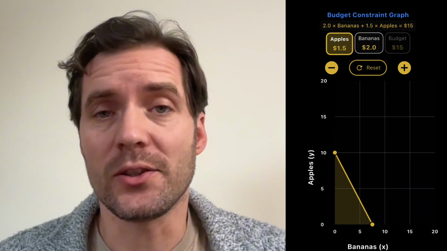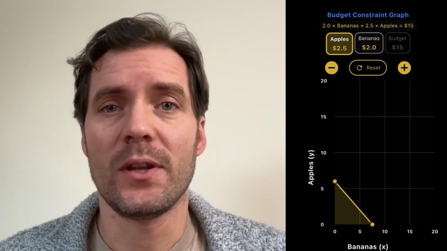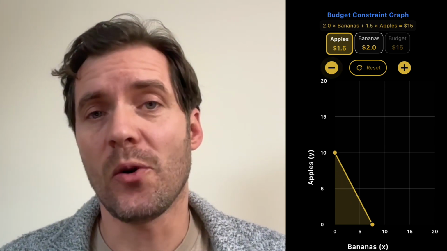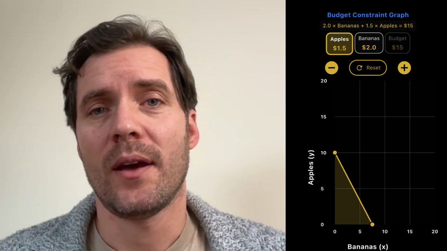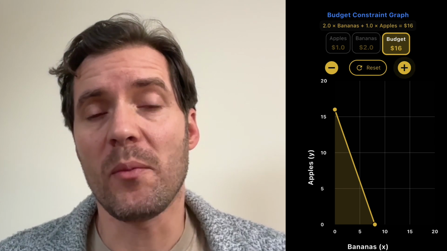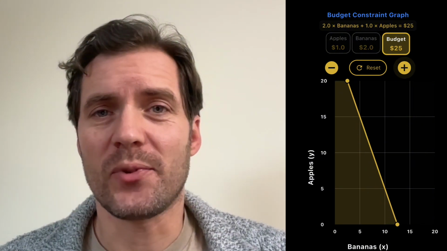So let's think about what happens if the price of apples changes. You can see that the graph is moving. It's pivoting. The slope of the line is pivoting. And what happens if we have a change in income? Well, our budget changes. We can buy more stuff. So the budget line shifts out, but the slope isn't changing because the slope really represents the prices.